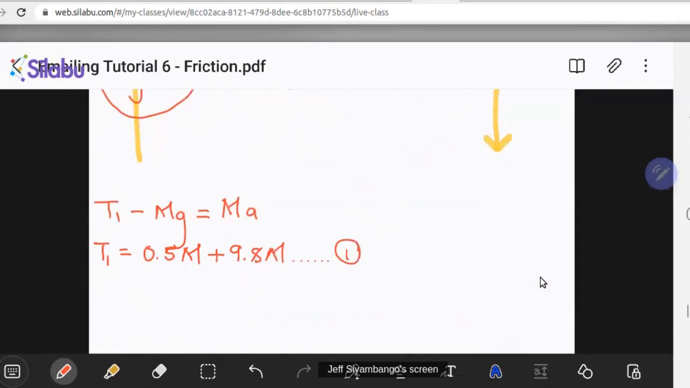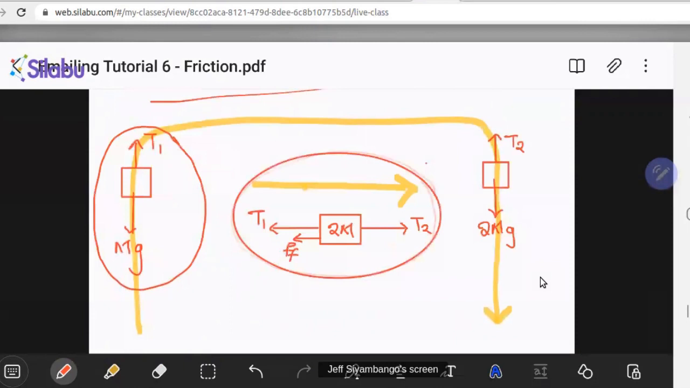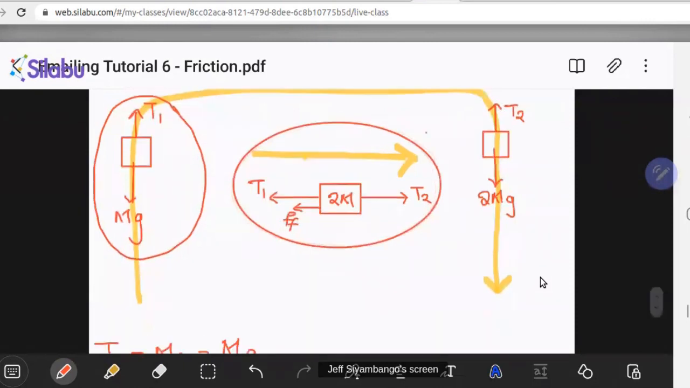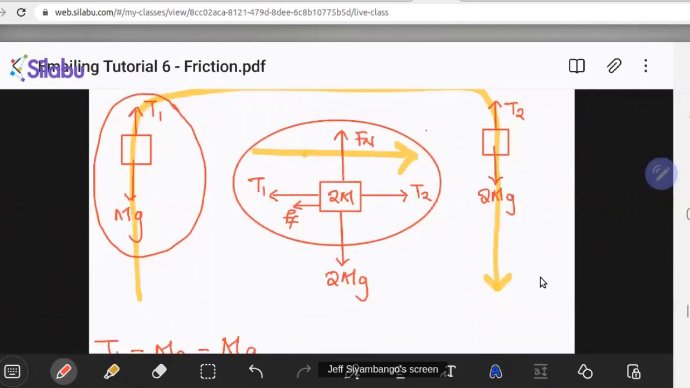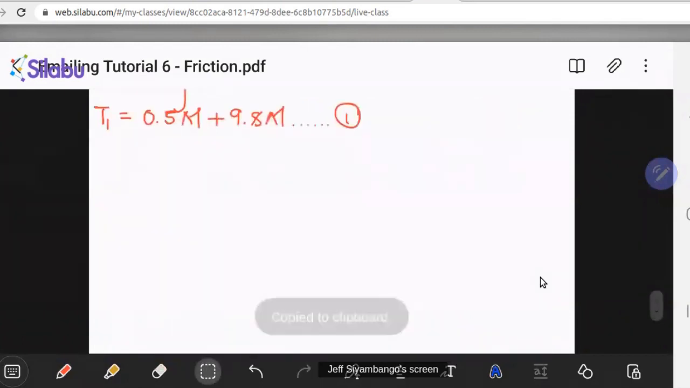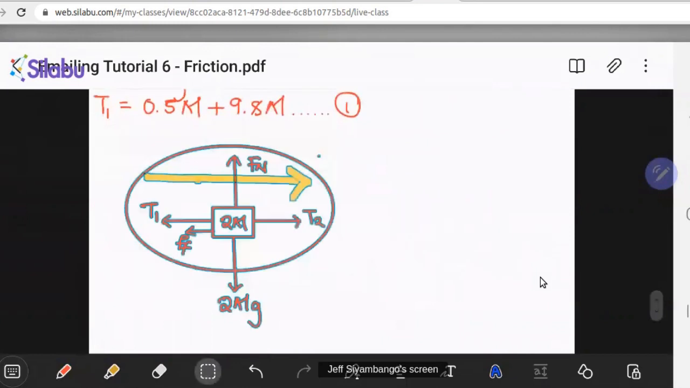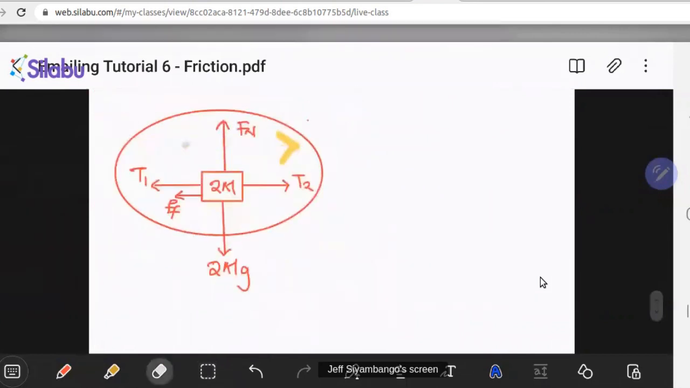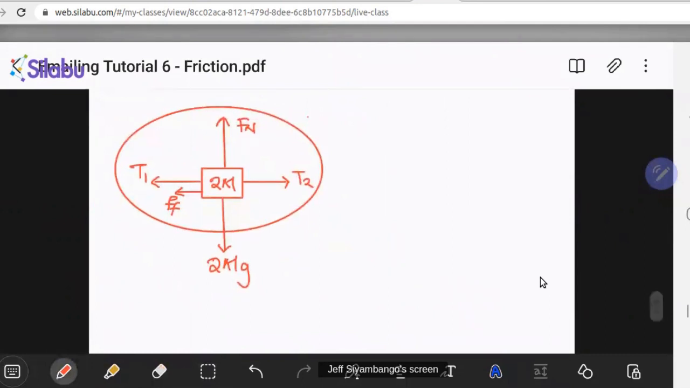Next, I'll come to block 2. I now want to do the same. I want to sum the forces for block 2. For block 2, you also have forces in the vertical axis. You have the weight going down, and the mass is 2m times g. In the vertical axis, block 2 is on a surface, so the surface will react, and it will give it that normal force Fn. So let's see what is happening to block 2 in terms of sum of forces. For block 2, let's sum forces in the y-axis first.